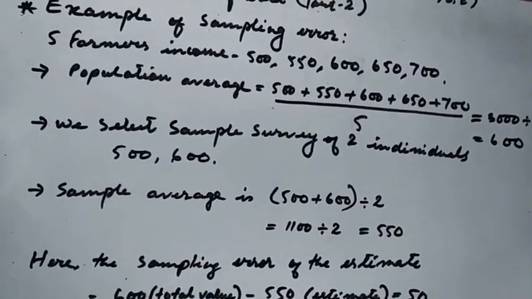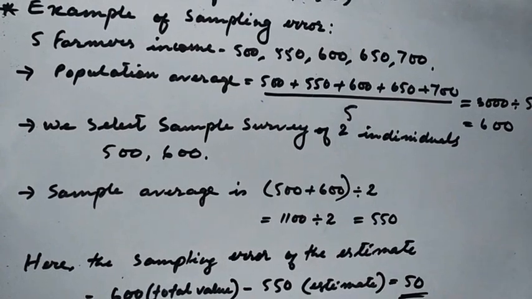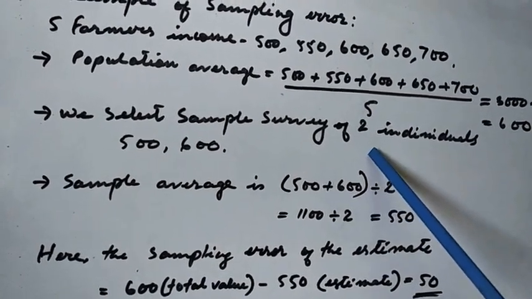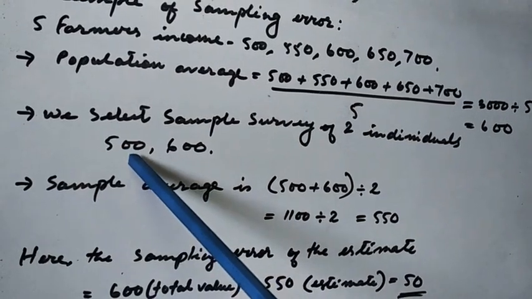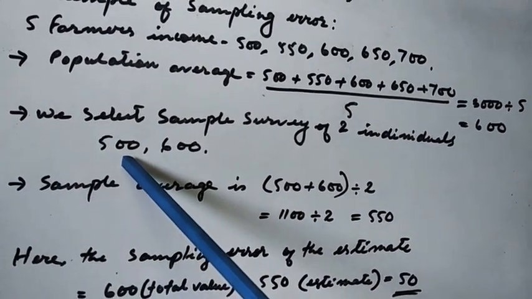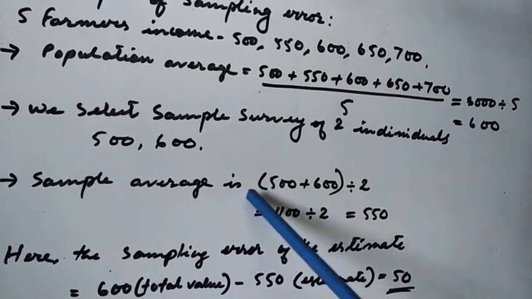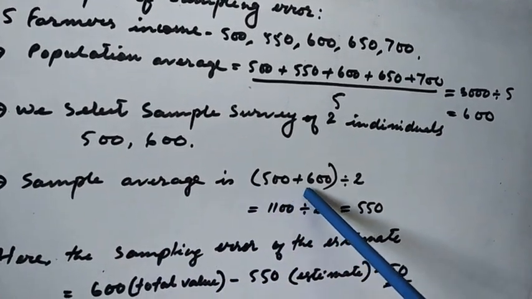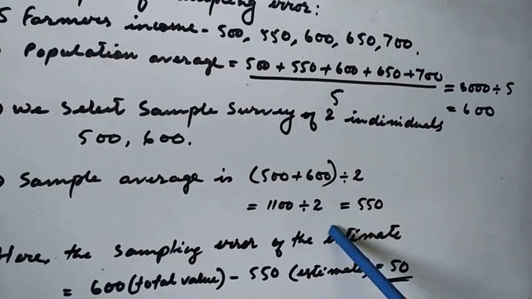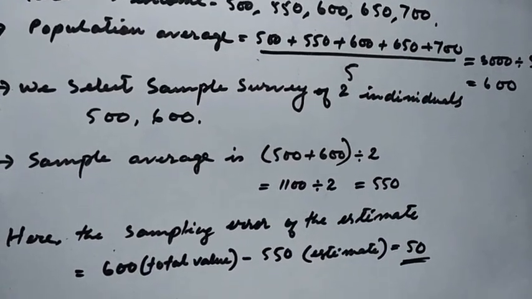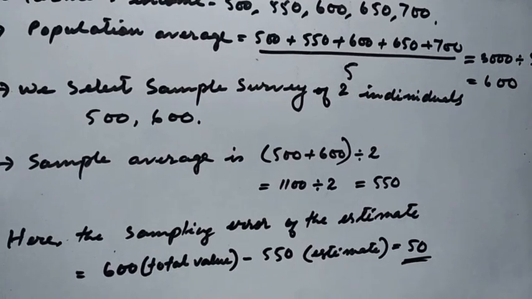Now we select a sample survey for our study. Two individuals are selected whose incomes are 500 and 600. What is their sample average? That is 500 plus 600 divided by 2, which comes to 550. So their average income according to the sample is 550.